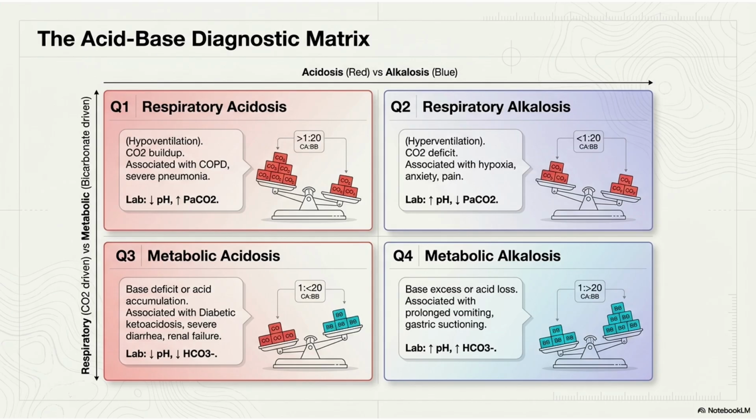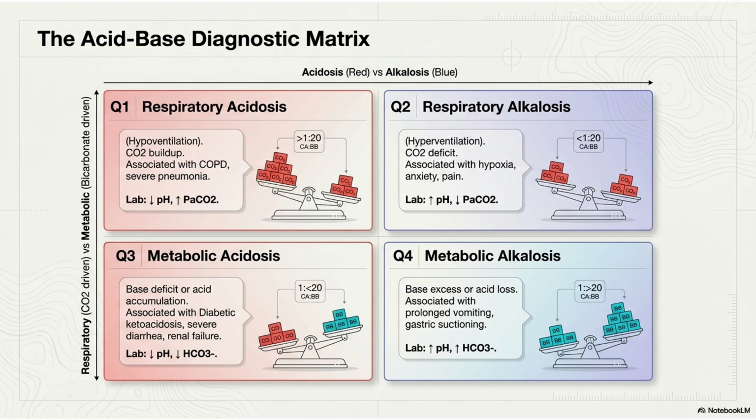Okay, so this is a picture of the acid-base diagnostic matrix, right? So the clinical diagnostic logic. Let's look at it. To identify the type of imbalance, clinicians compare pH and CO2 levels. For example, respiratory acidosis.